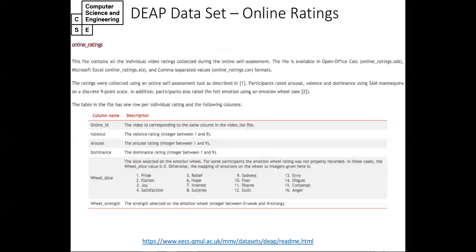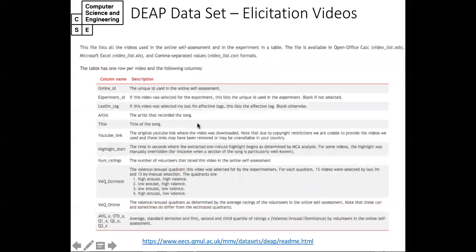Similar to the example I gave where I said, are you extremely sad or just a little bit sad? A little bit sad, as a wheel slice, you would pick sad, number 9 here, and for strength, you would say maybe 0 to 1. If you're extremely sad, here you would pick 4 for strong, because that's the scale they chose.